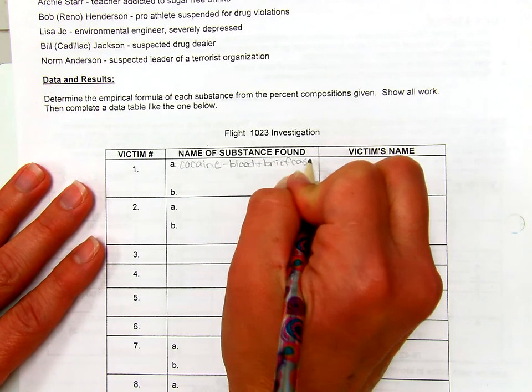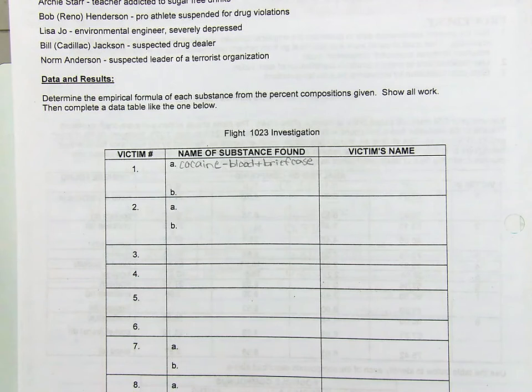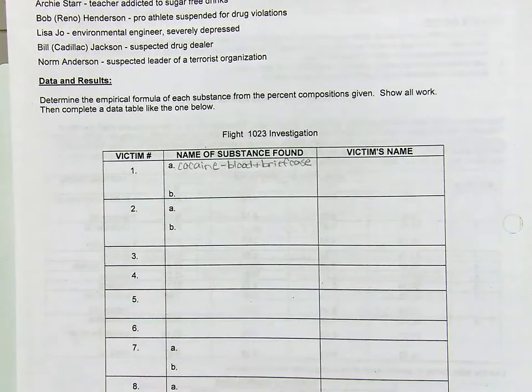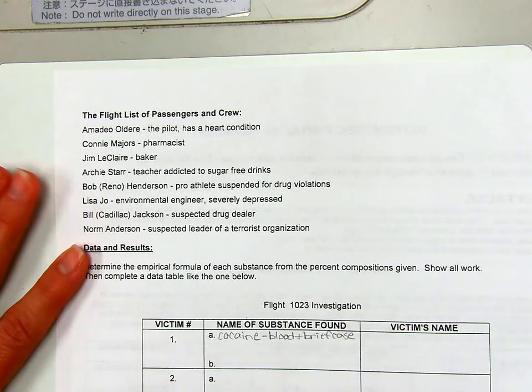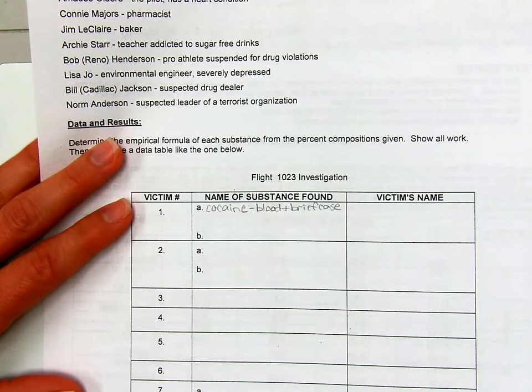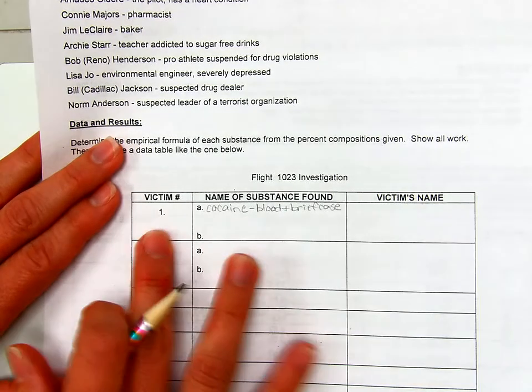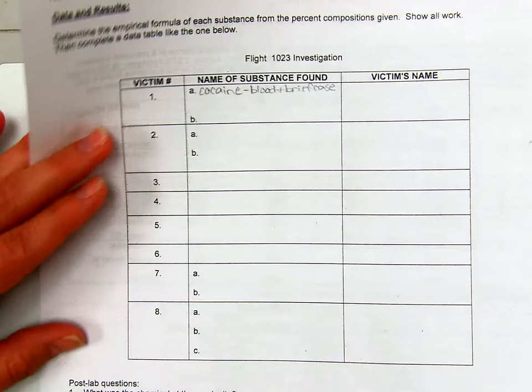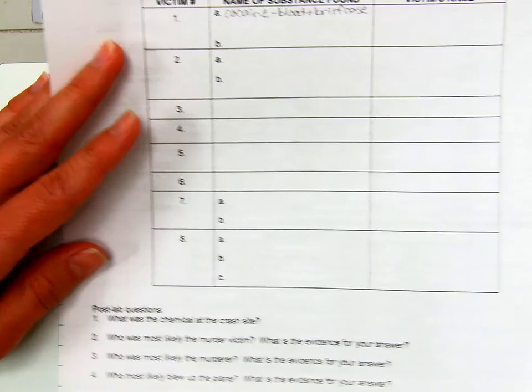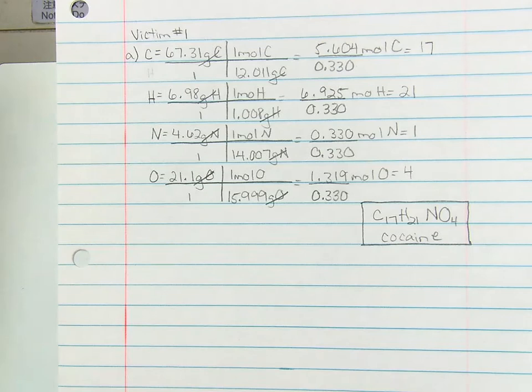We will identify all these substances, and then based off of the evidence you have here and some of the details given on the passengers and the crew, you should be able to identify the body with the person and then answer the investigative questions in the post-lab. So remember, if you have any questions, you need to ask your teacher, and have fun with this. It's really fun. Everyone seems to love this lab, but just remember, I know it's a lot of work.